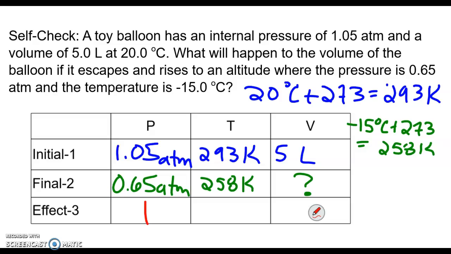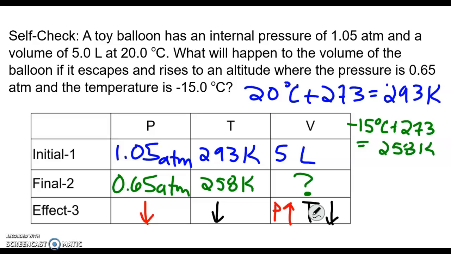The pressure went down pretty dramatically. Pressure and volume do opposite things, so that means the pressure is pushing the volume up. Temperature, on the other hand, also went down. And since temperature and volume do the same thing, that means that the temperature is pushing the volume down. So again, we're in a situation where the pressure and the temperature are pushing the volume in opposite directions.